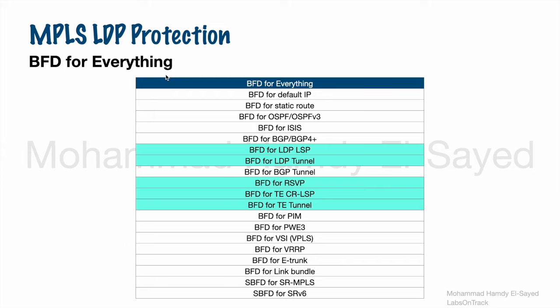BFD can be bound to everything. BFD can be used for default IP, for static routes, OSPF, OSPFv3, IS-IS, BGP and BGP4+. BFD can be used for LDP LSP, LDP tunnel, BGP tunnel, RSVP, TE CR-LSP, TE tunnel, PIM protocol, PWE3, VPLS, VRRP, eTrunk, link bundle or Eth-Trunk, segment routing MPLS and segment routing version 6, which is named SBFD. BFD can notify all these protocols quickly that there is a failure.